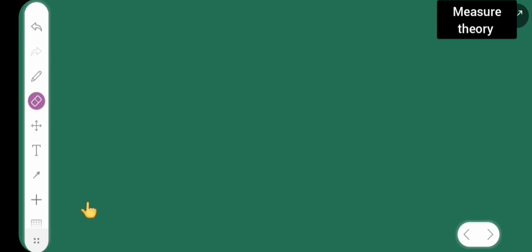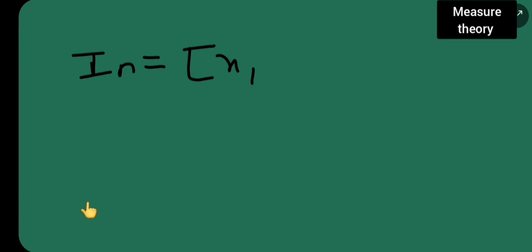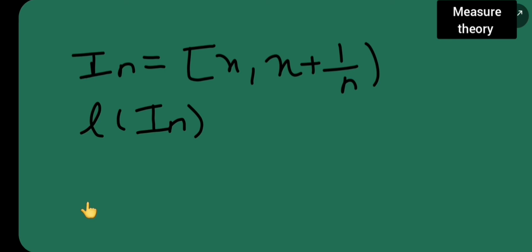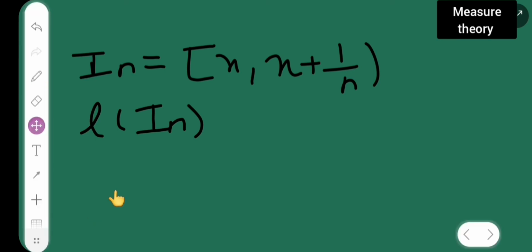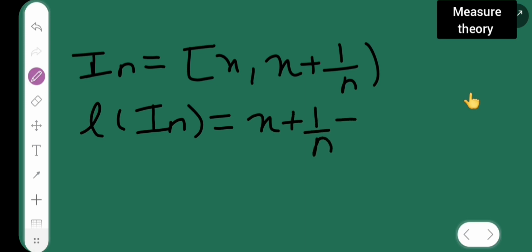So In is equal to the interval (x, x plus 1 by n). Now length of In is what? The difference between the two endpoints. Here are my two endpoints, and length of In is always the difference between the two endpoints. That is x plus 1 by n minus x; x will get cancelled, so obviously it will be 1 by n.